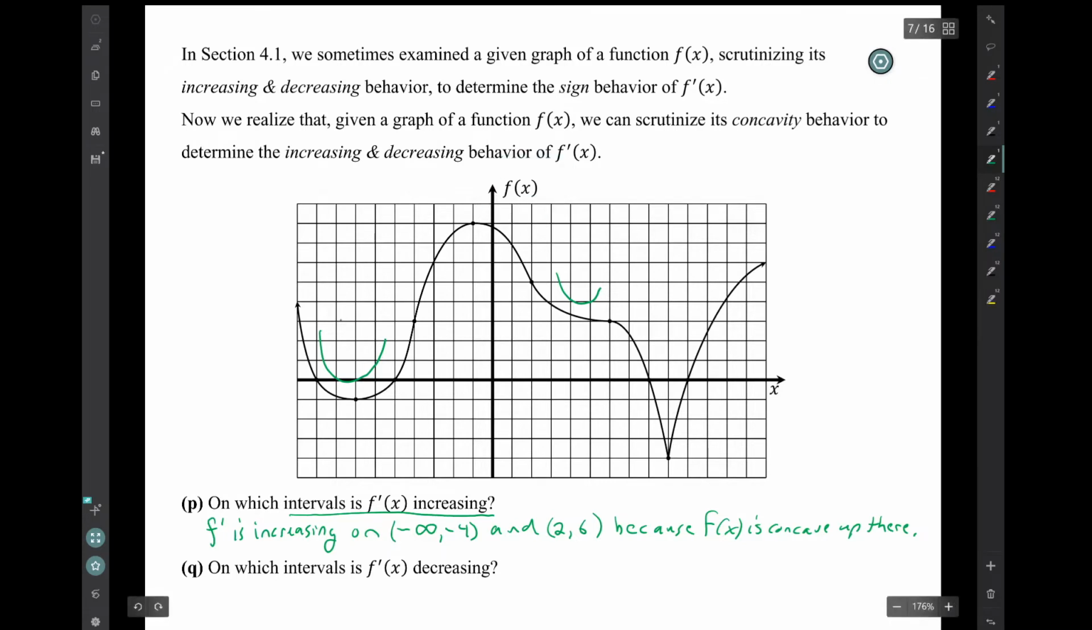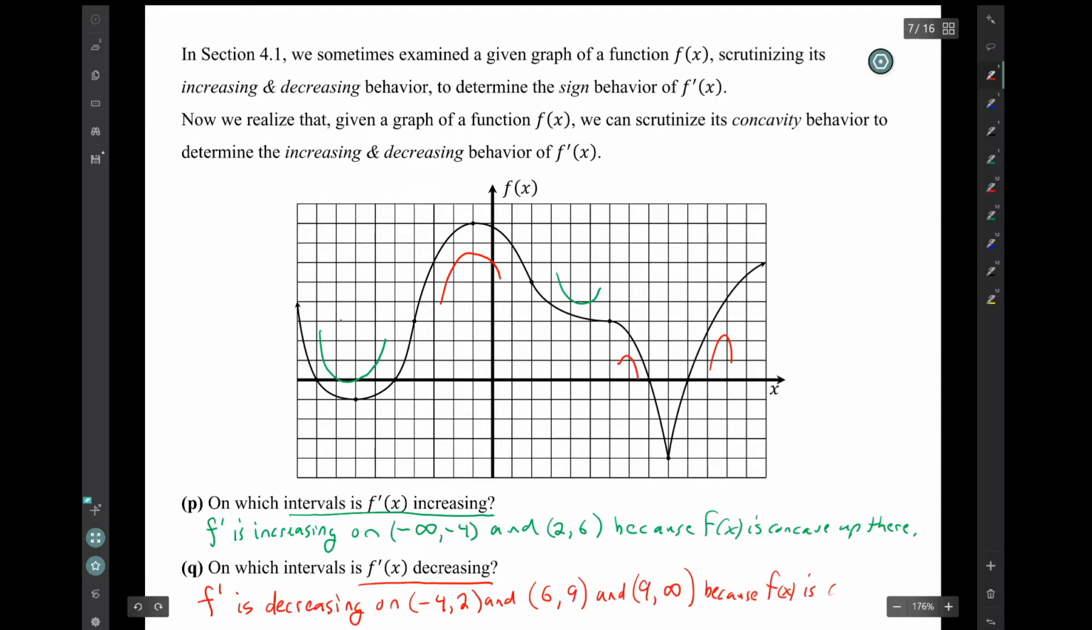Question Q. On which intervals is f prime decreasing? Well, remember that f prime decreasing is the definition of f being concave down. So that's that interval, and this interval, and this interval. So f prime is decreasing on these three intervals because f is concave down there.